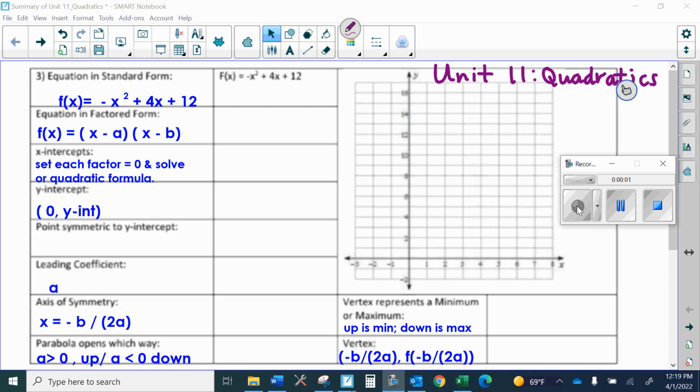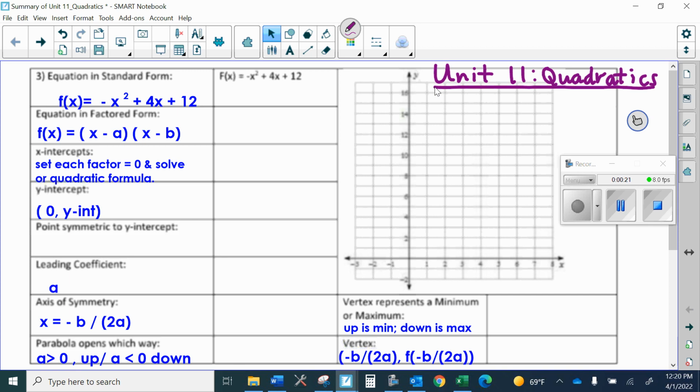Okay, students, I'm going to do a summary of everything in Unit 11 dealing with quadratics, and how I would teach it. If you're taught by somebody different or watch other videos, this is how I would do it. All right, so Unit 11 is on graphing quadratics.